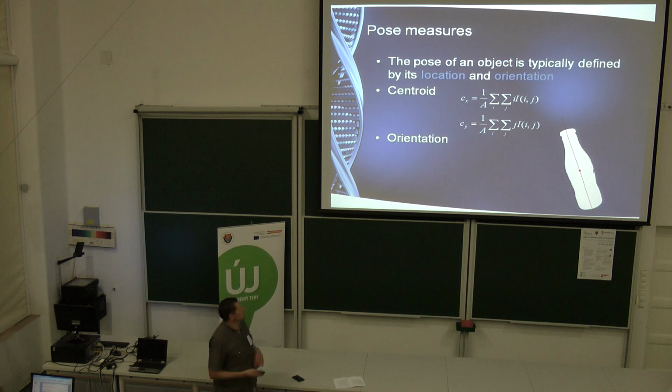Then there are other ones. For example, a very important one is the centroid. The centroid tells you where the object is located, and orientation is how it is located. Okay? And this is not very difficult to calculate based on the so-called shape moments. These are just inherited from the pixels of the object.